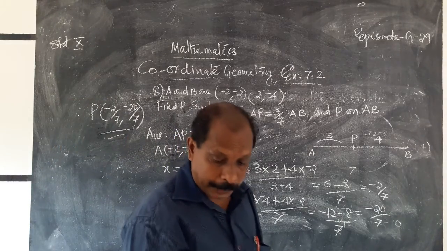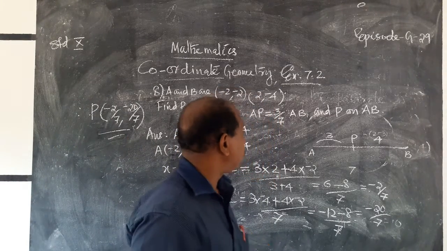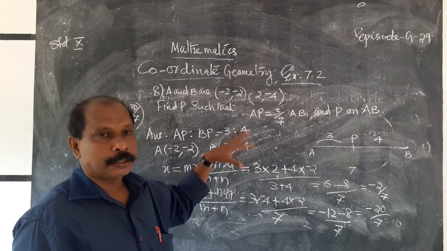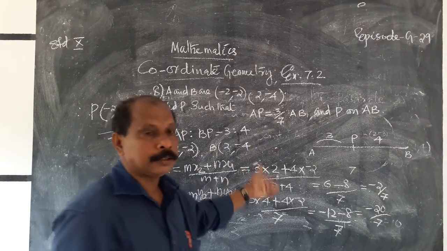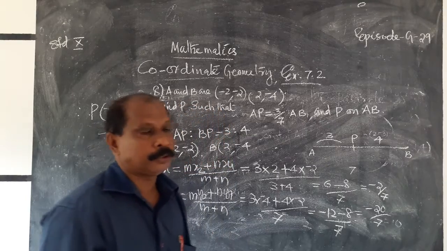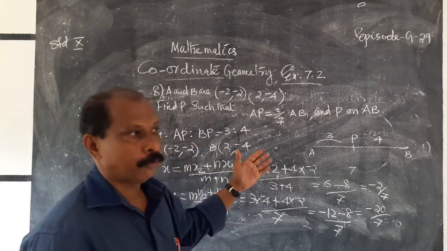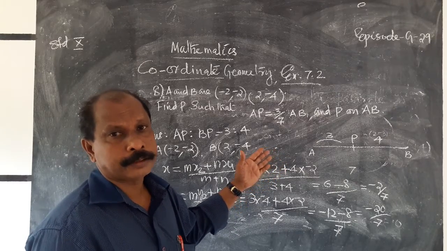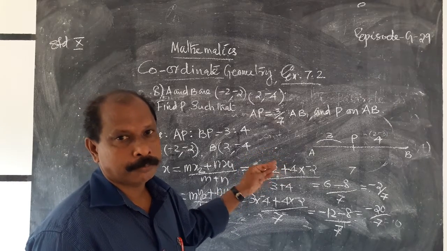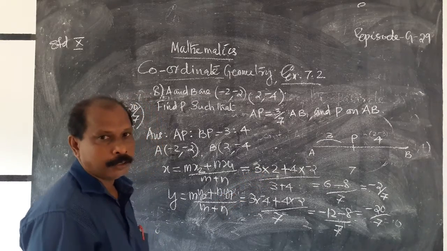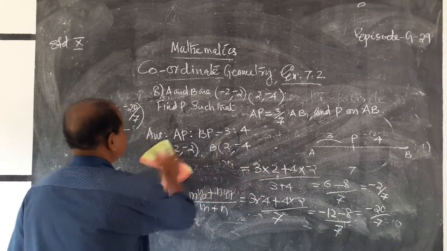That means AP is equal to 3 by 7 of AB. AP is equal to 3 and BP is equal to 7 minus 3, which is 4. Therefore, AP is to BP is equal to 3 is to 4. That is, m is equal to 3, n is equal to 4. Using the section formula, what is the section formula? x is equal to (mx2 plus nx1) by (m plus n). Similarly, y is equal to (my2 plus ny1) by (m plus n). That is the answer.